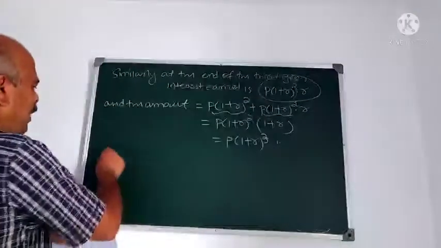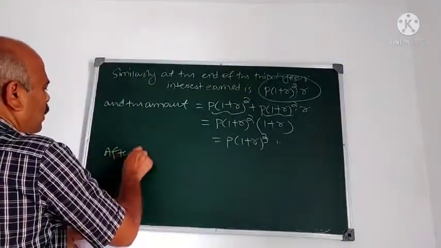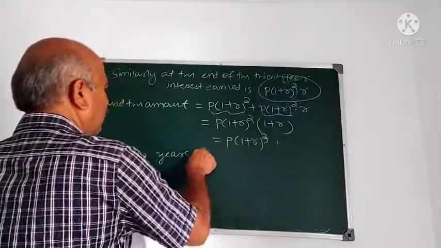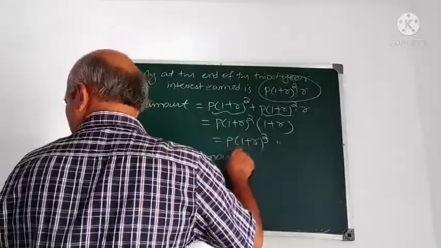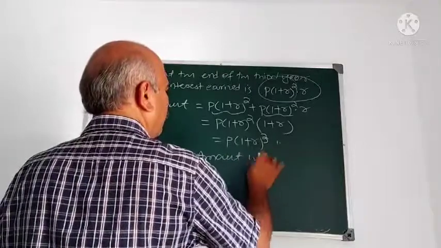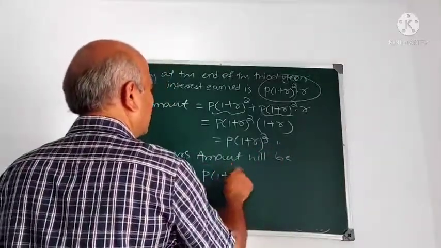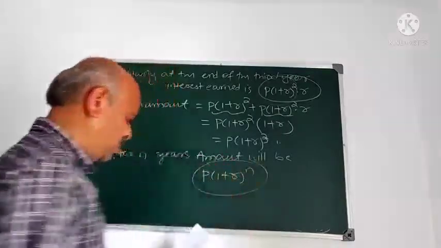So, after n years, the amount you will get will be P into (1 plus R) raised to n. This will be the amount.